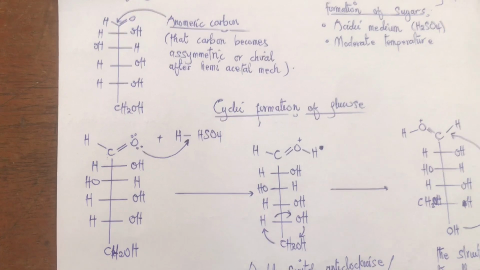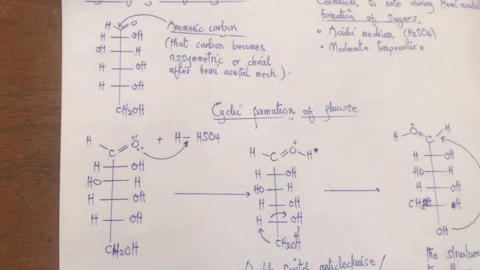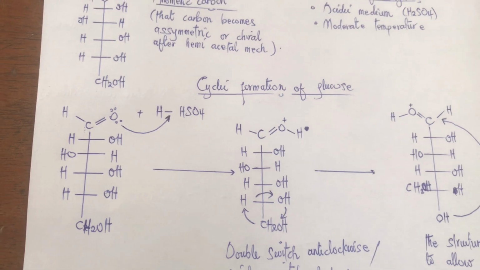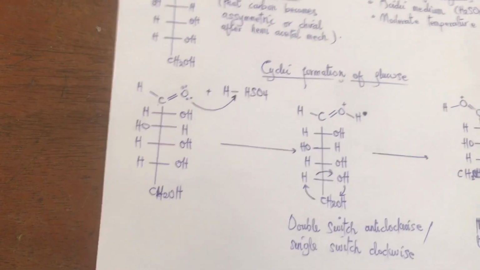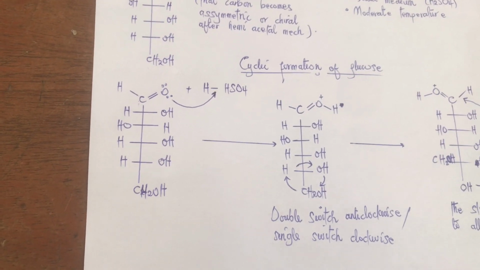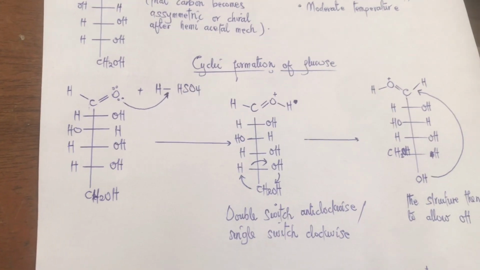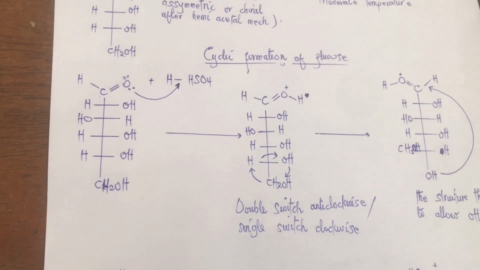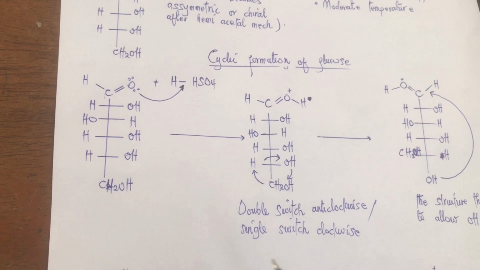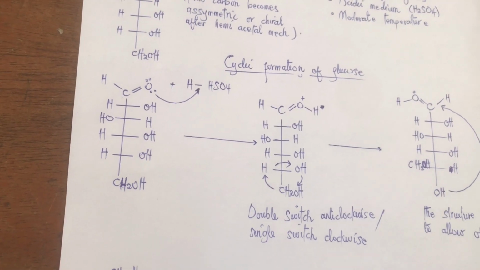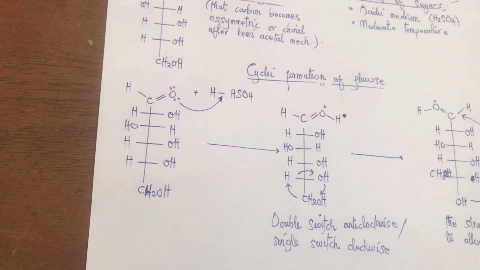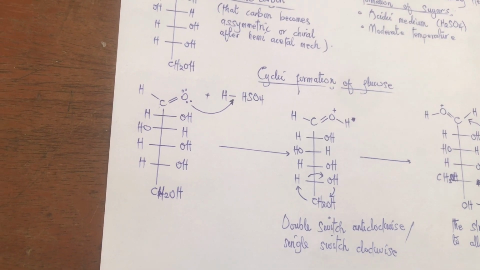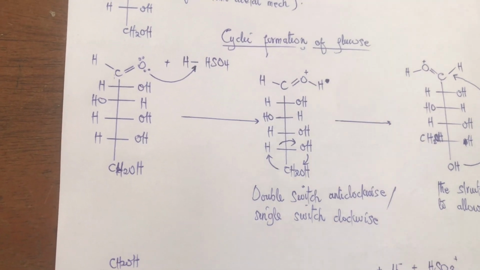Now let's delve into the cyclic formation of glucose. This is a glucose molecule. So this sugar being a glucose, there are some things you need to consider. It can be a D-glucose or an L-glucose, depending on the position of the OH group on the last but one carbon, the last chiral carbon, which is also called the penultimate carbon.